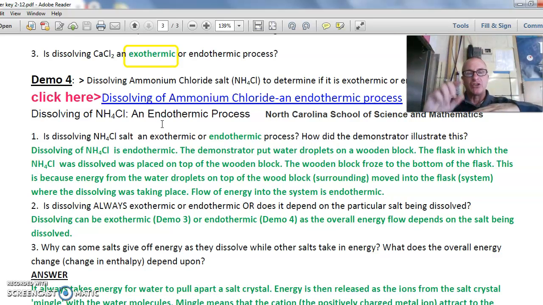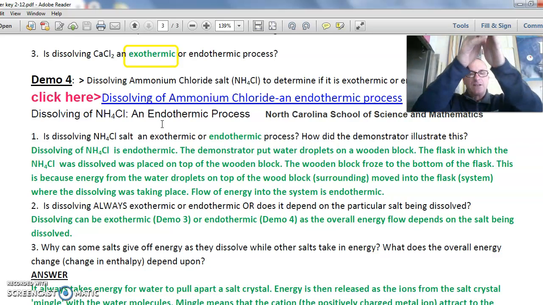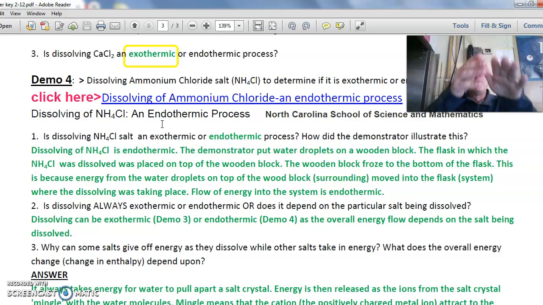Then they dumped in the salt, stirred it up, and the wood block with water on it froze to the flask. That meant energy must have gone from the water into the flask. That meant energy was moving in. That's endothermic. The flow of energy was in.